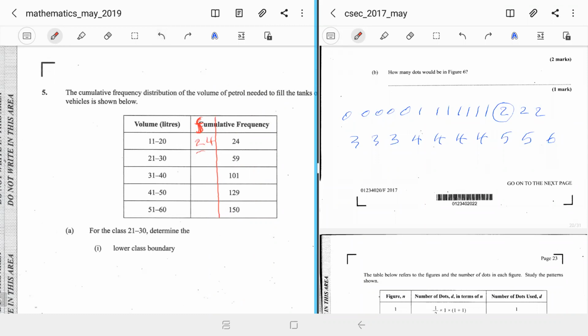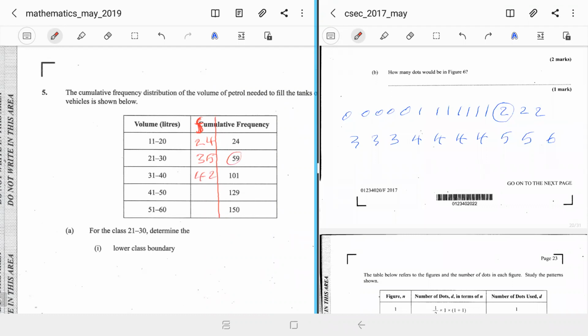So what do you add to this 24 to get that value? To know it, you can do 59 minus 24, which is 25, right? No, 35, right? That's correct? Yes, sir. This is 35. And then to get this value, I have to add some more. So what do you add to 59 to reach 101? It's 101 minus 59, which is 42.